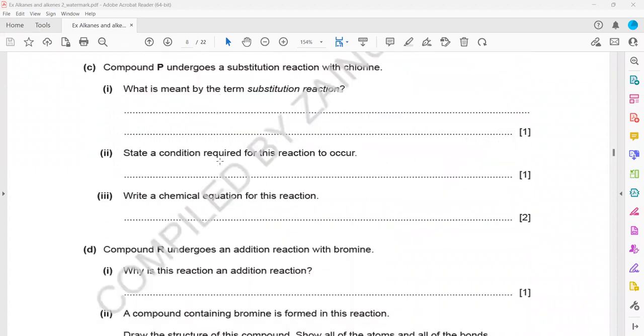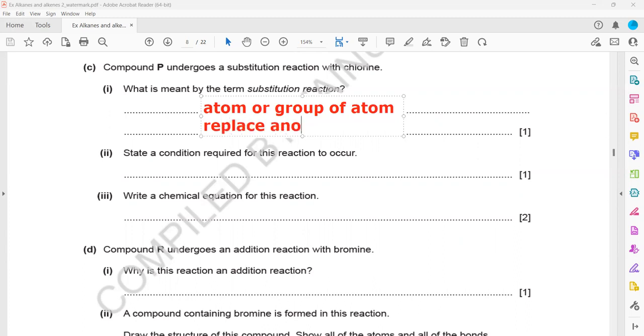Compound P undergoes a substitution reaction. What is meant by substitution reaction? How do we define a substitution? An atom or atoms replace different atoms in a molecule without changing the general structure of the molecule. Good. So an atom or group of atoms replaces another atom or a group of atoms, that is known as substitution.